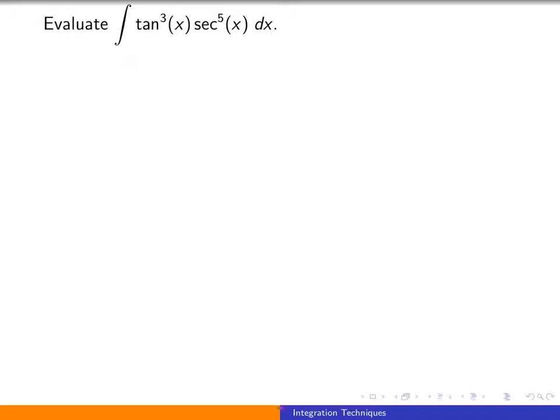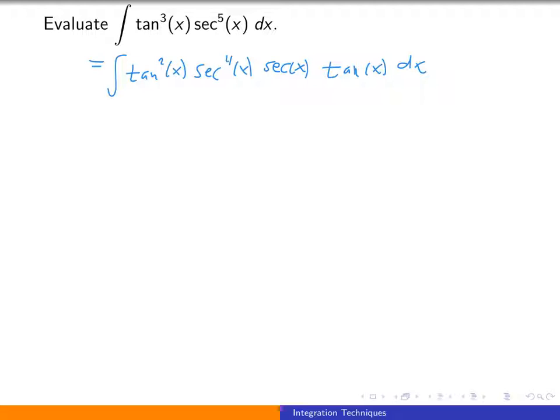Now, what that power reduction technique suggests that we do is that we take this tangent cubed and we save one of those tangents. So we're going to rewrite tangent cubed as tangent squared times tangent. I'm going to put the tangent way over here because we're going to save it to eventually play the role, or part of the role in this case, of the du. Now I'm going to take the secant to the fifth and I'm going to write it as secant to the fourth times secant.